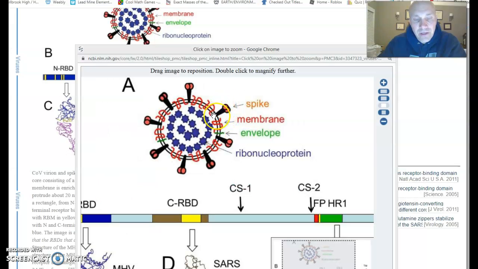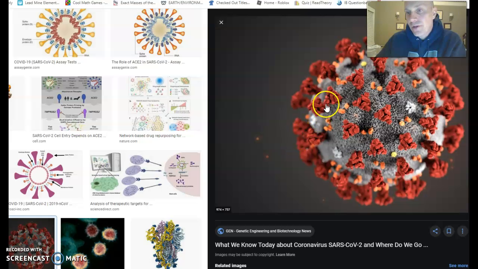If you were to look at the virus from a distance, a lot of times you'll see illustrations where they just represent the spike protein something like this. Again, this is another one of the common illustrations. These red areas right here, that's what the spike protein looks like. Notice that it's embedded into this gray area, which is the membrane of the virus.